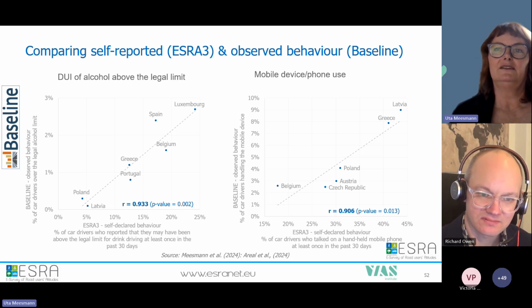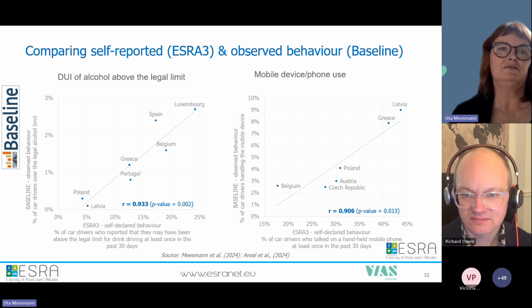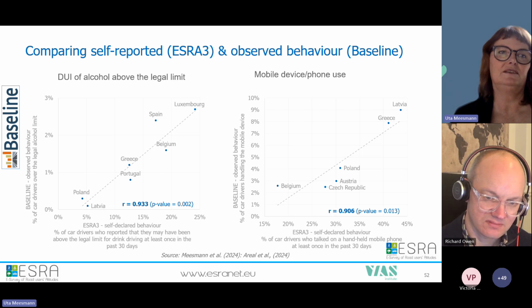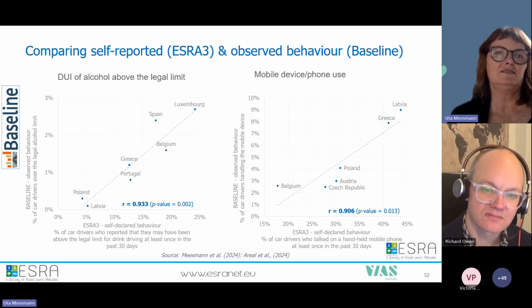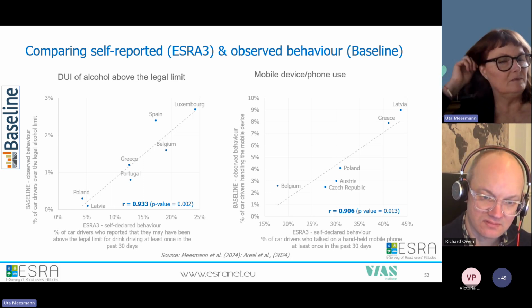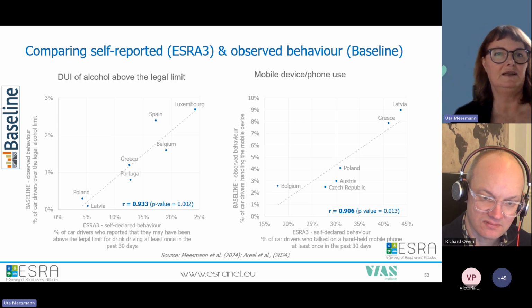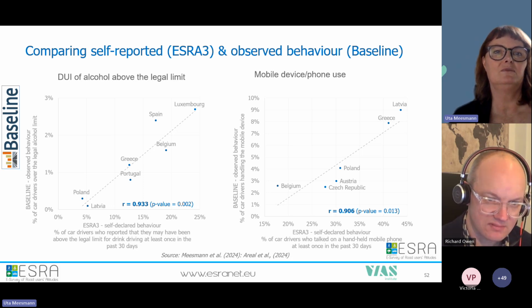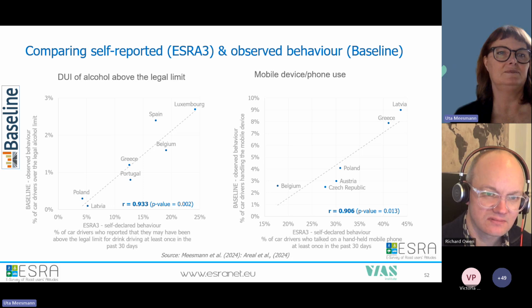We see a really high correlation between self-reported and observed behavior for these topics, indicating that countries with a high prevalence of observed behavior also have a high prevalence in self-declared behavior. This is true for this topic. This is not true for all topics, but we are currently further investigating this. That's part of the experimental indicator, which Walter already explained before. And we are also very much looking forward to updating these numbers with the Trendline information, so that we can include more countries in this comparison.